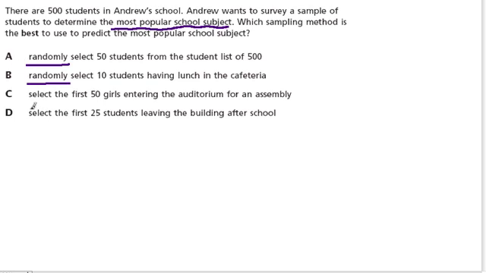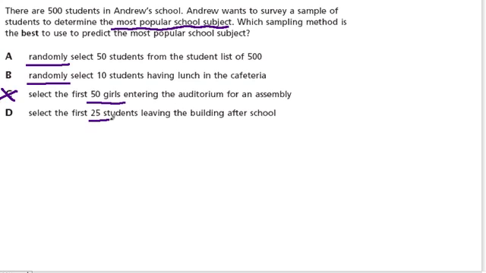So here, C, it says, select the first 50 girls entering the auditorium for an assembly. Well, think how that would be biased, because these first 50 girls are walking into the auditorium, right? They're the first people to get there. Well, why are they there first? There could be a reason, and that could mean they're a select group of people. Perhaps they're always there early because they're very hardworking, organized people. How can they represent everybody? Because not everyone shows up first, not everyone's organized. C can't be it.